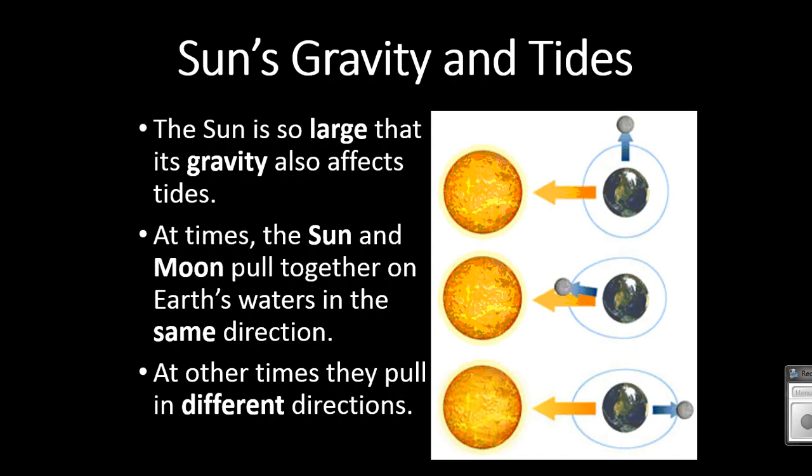So when we have the sun, moon, and earth lined up in one direction, we're going to have the greatest high tides. In the center picture here is where the greatest high tides are going to occur, because all that gravitational pull is going in one direction. When we have the gravitational pull going in opposite directions, we don't get quite as high of tides.